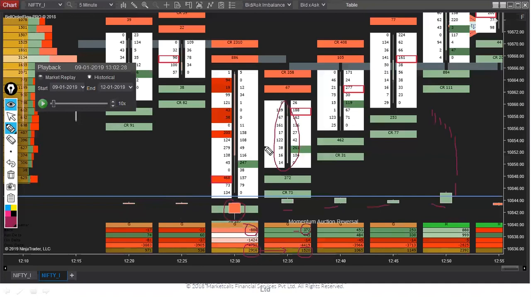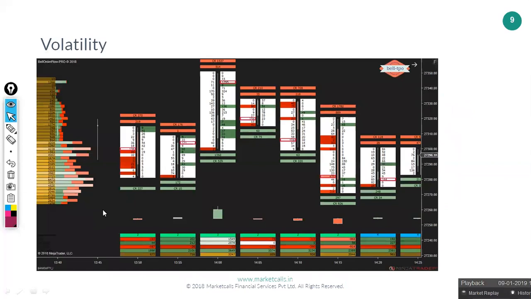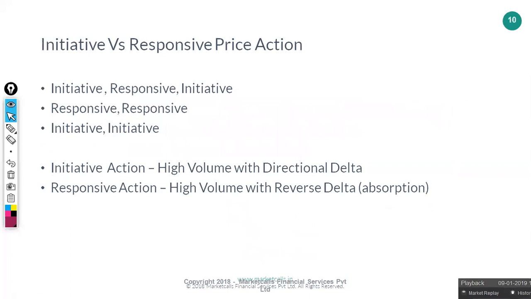And usually the target destination is towards the VWAP. At times, the momentum auction reversal could be the day's bottom also. Let's again go back to the charts and we'll discuss some of the other basics. So these are the examples of high volatility candles, where you can see the ranges are pretty big. This is one of the interesting setups.